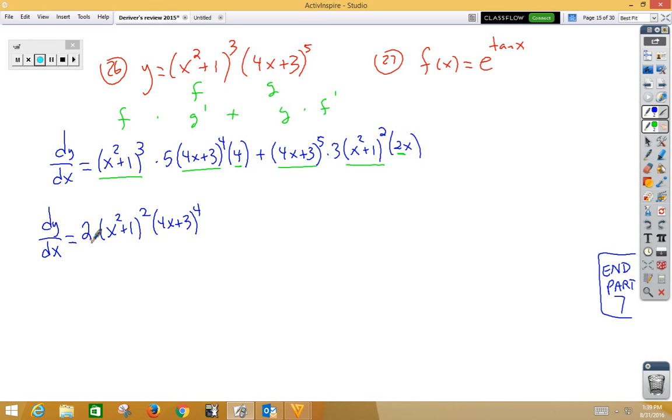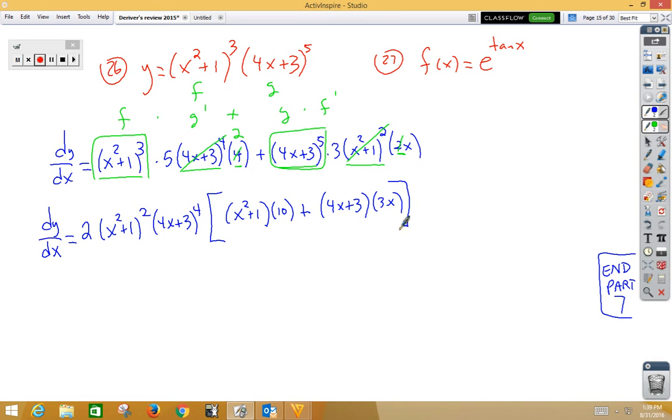So now on the inside, let's see what we have left over. We're going to need one more x squared plus 1. We already have the 4x plus 3 to the 4th power. We took out a 2 here, so we're going to need a 10 that we're going to multiply by. Plus, now our second part, looks like we're going to need one more 4x plus 3. We already have our x squared plus 1 squared. We already took out the 2, so we are going to need a 3x on the back side.